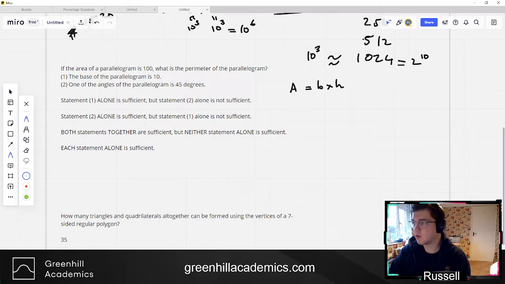And also later on in the question, we need to know that the ratio of the sides of a 45-45-90 triangle are x, x, and root 2 x.